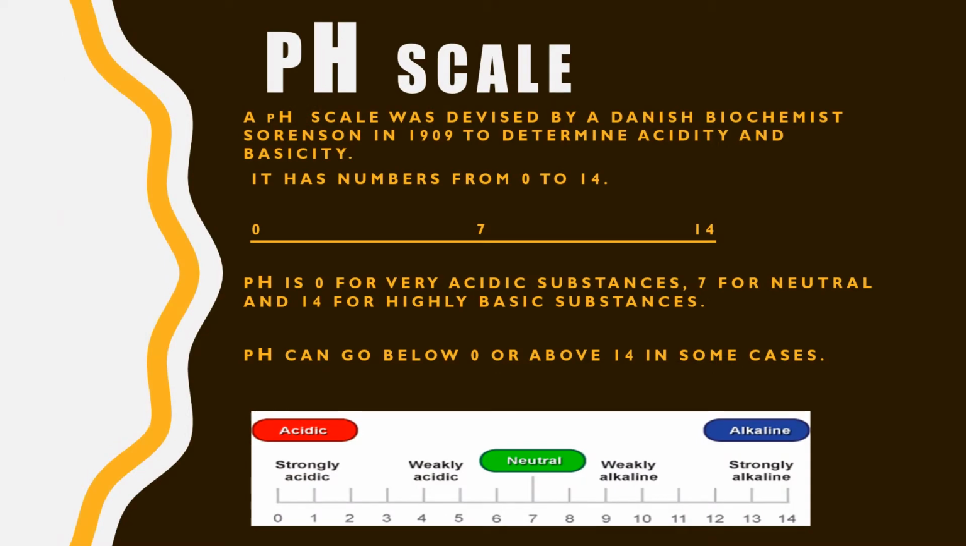pH scale. A pH scale was devised by a Danish biochemist, Sorenson, in 1909 to determine acidity and basicity. It has numbers from 0 to 14. pH is 0 for very acidic substances, 7 for neutral, and 14 for highly basic substances. pH can go below 0 or above 14 in some cases.